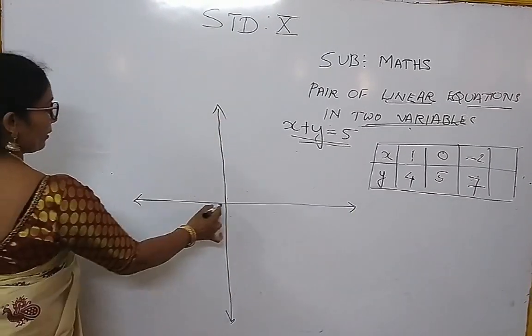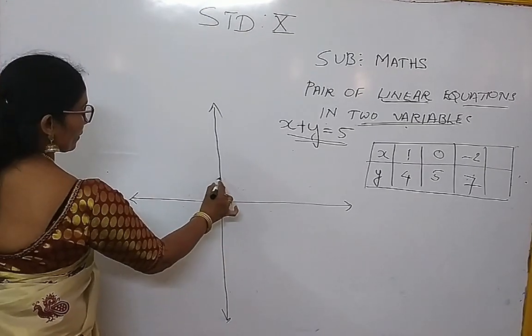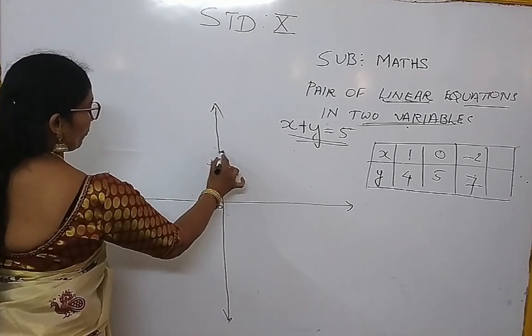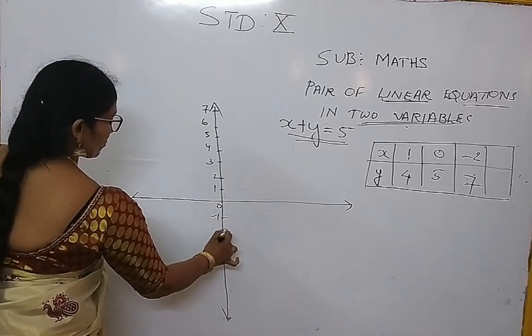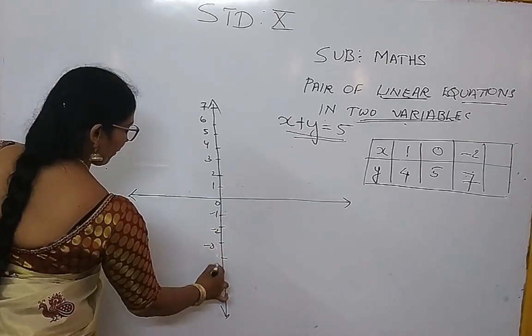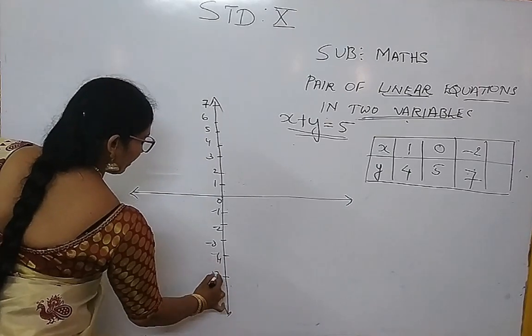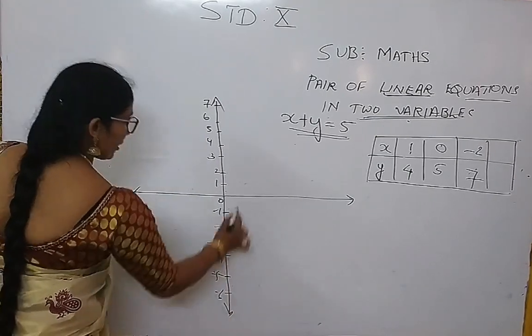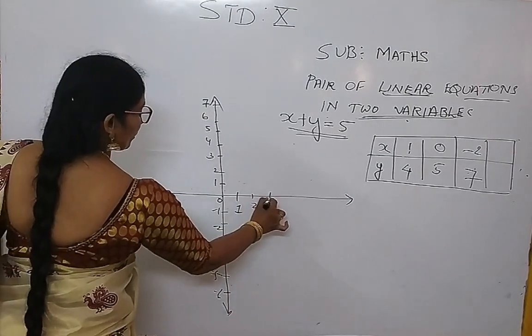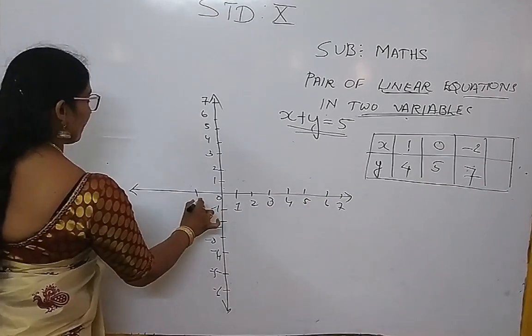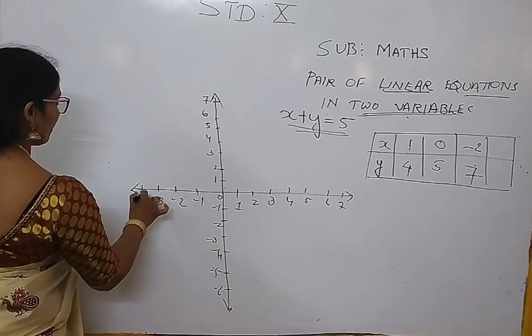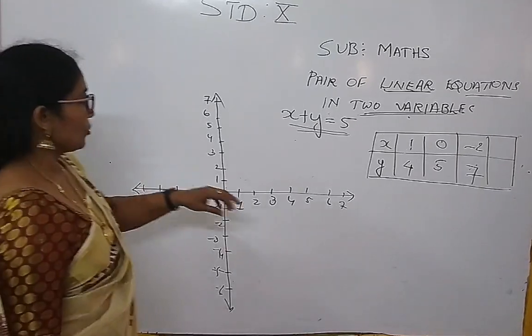Let's just make perpendicular axes. There you plot 1, 2, 3, 4, 5, 6, 7 here. This one, minus 2. This you already know because you already learned in the 9th standard how to plot the points in the coordinate plane.